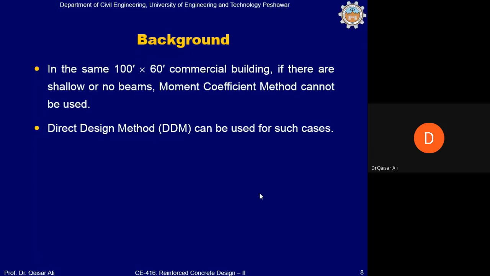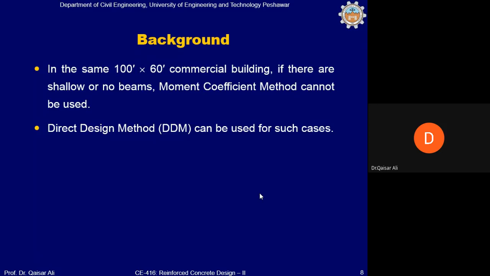The direct design method is a method of analysis, and this analysis method is used for slabs where there are no or shallow beams. If the beams are stiff, then the ACI moment coefficient method is good enough. We have been using this method since long, and it gives us satisfactory results if we compare the bending moments obtained from the moment coefficient method with a rigorous method of analysis like finite element analysis using SAP 2000 or other software.